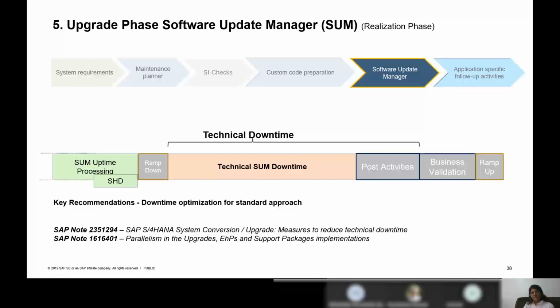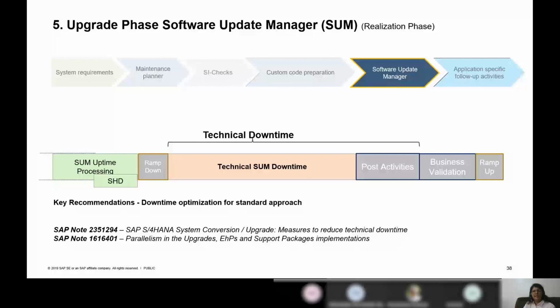So when the SUM tool is executed on a production system, the business is on, people are accessing the system, and they are doing day-to-day transactions. Parallelly, you're also running the SUM tool, which creates a shadow instance, and it starts creating an upgrade path. And there is a period where you need to ramp down. That's where your technical downtime would start.